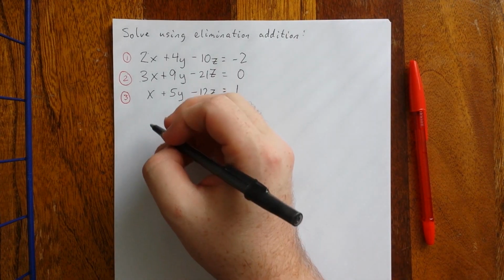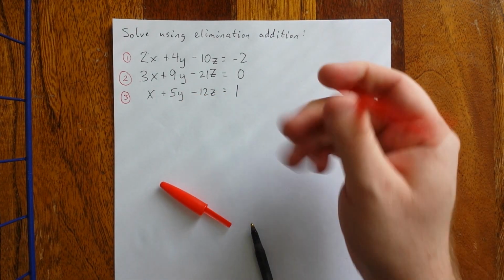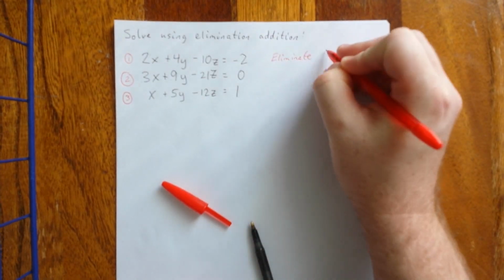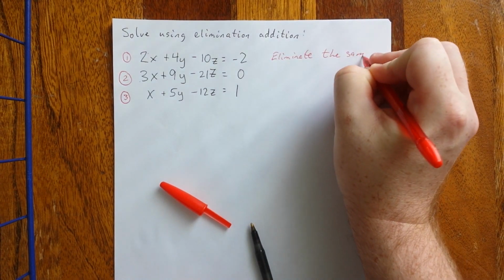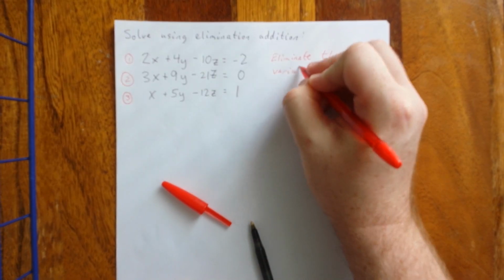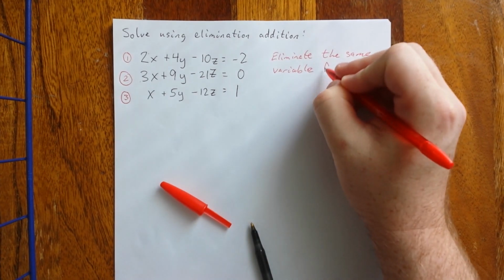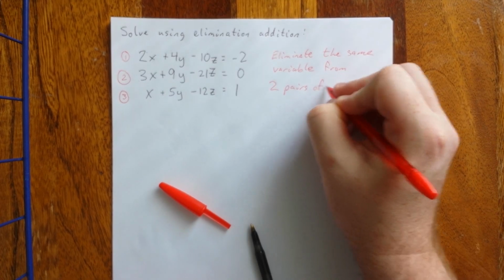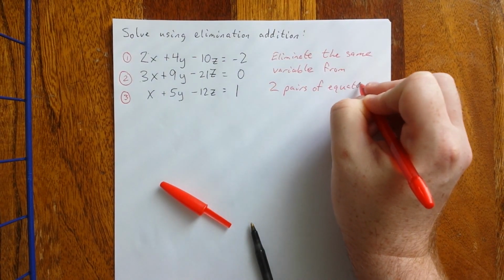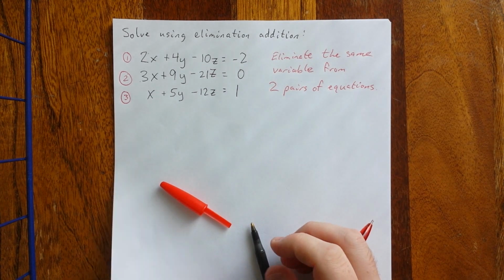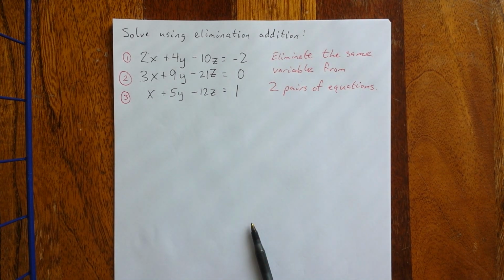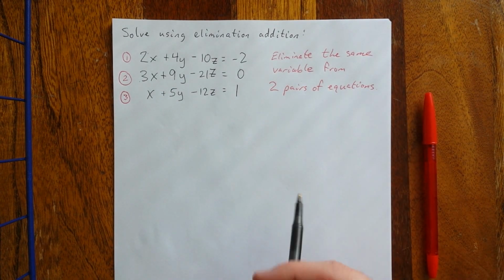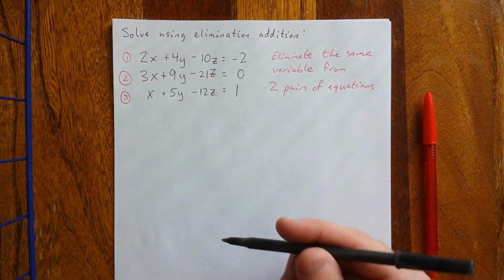So our first goal is going to be, I'll write this in right over here, we're going to eliminate the same variable from two pairs of equations. Now the reason that we eliminate the same variable is because that takes us down from three variables to two. And the reason that we do it from two pairs is because we want two equations. Therefore, two equations, two variables.